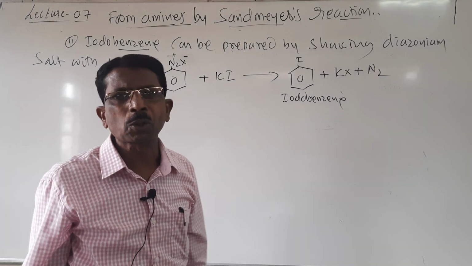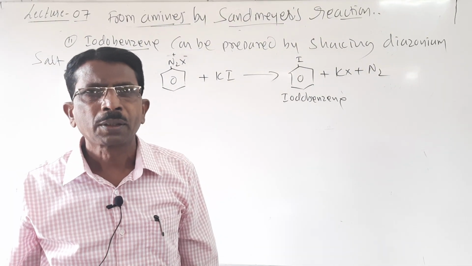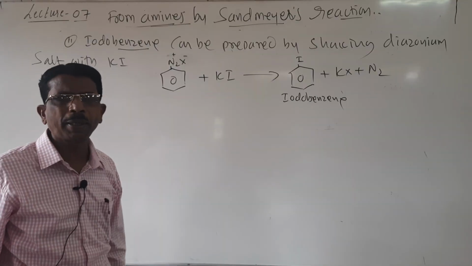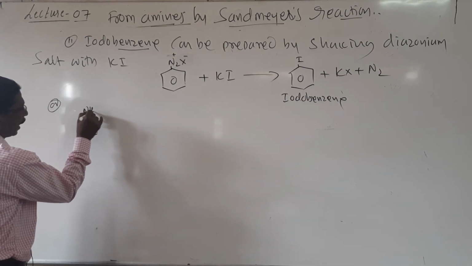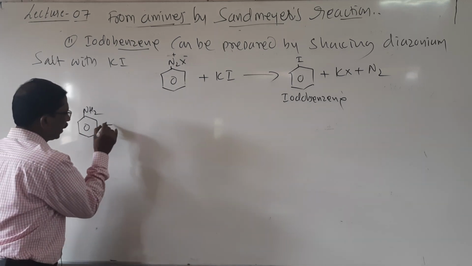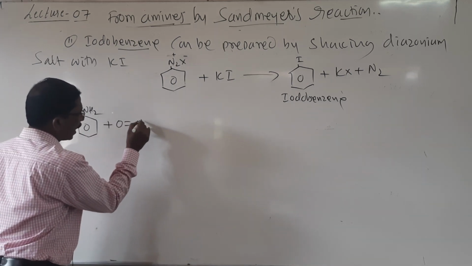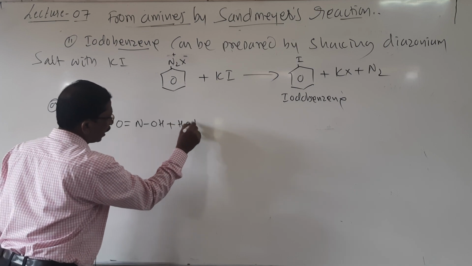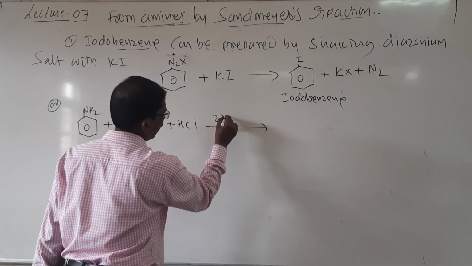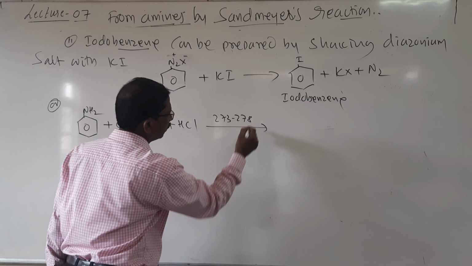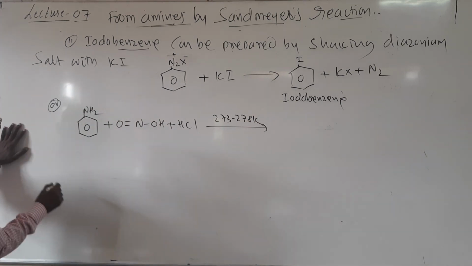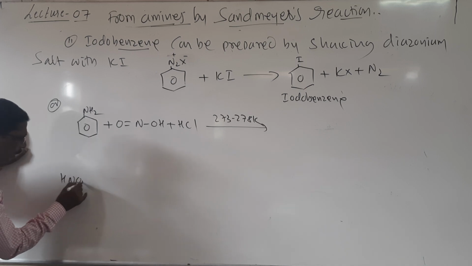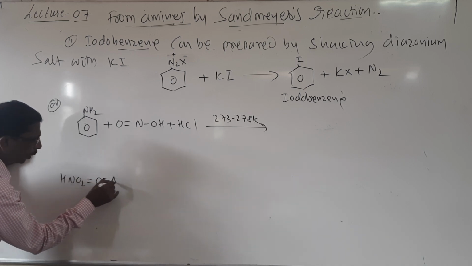And another method is also there. In a few books, the Sandmeyer's reaction can also be written like this. Look here. In another method, a primary aromatic amine, NH2, is treated with nitrous acid and HCl at 273 to 278 Kelvin. Here nitrous acid, HNO2, is written as O double bond N OH.